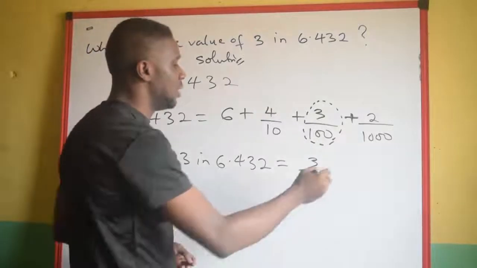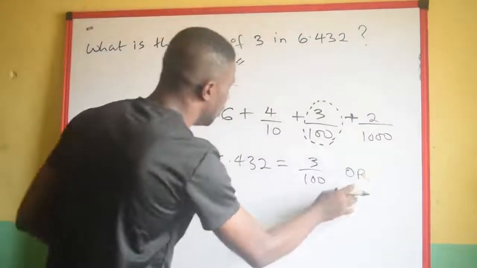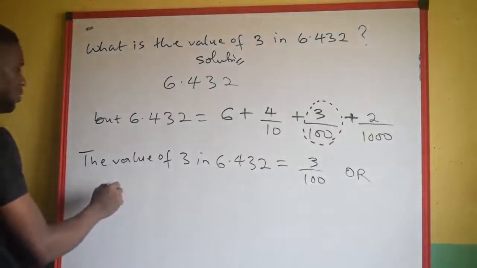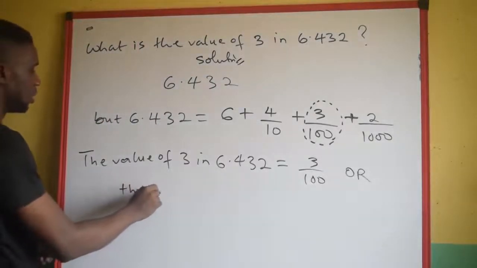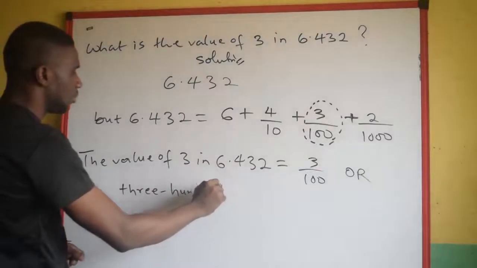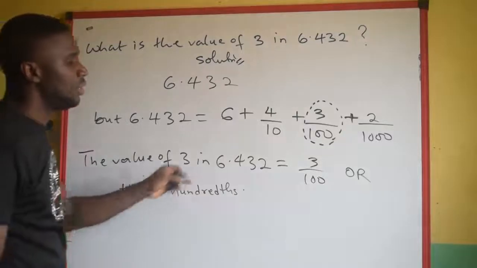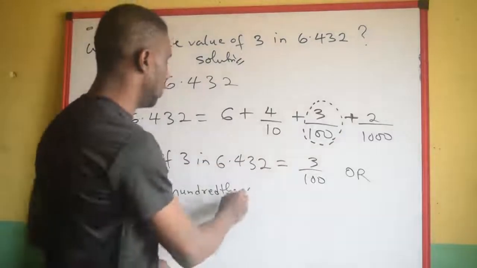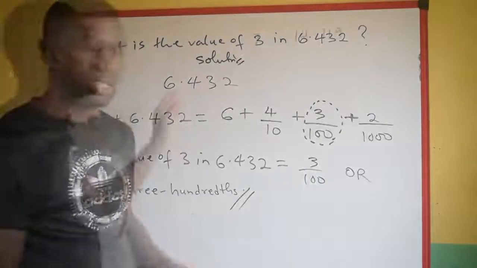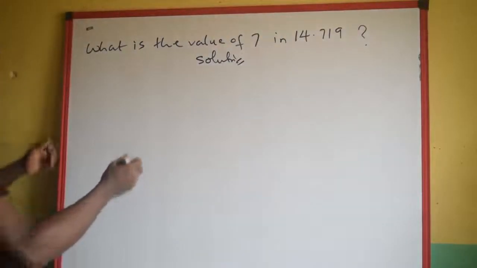If you don't leave your answer like this, it is the same thing as writing 300 over 10,000, or you can write it the other way. Either of these is highly acceptable by any teacher. This is another example.